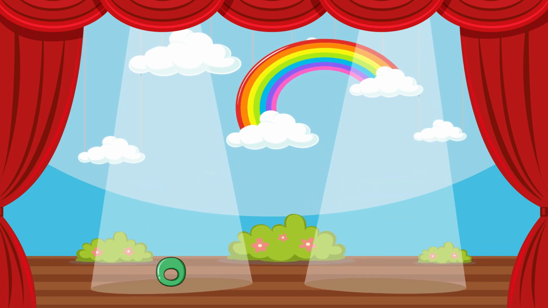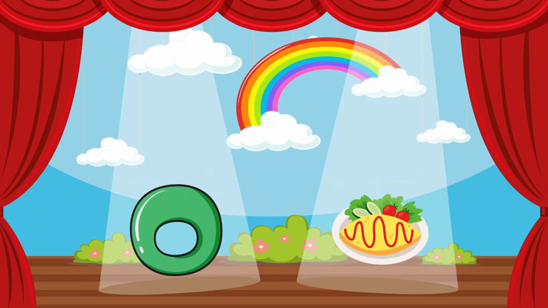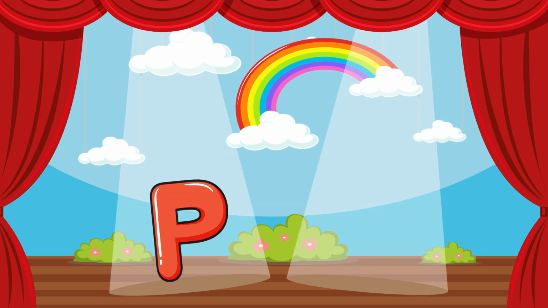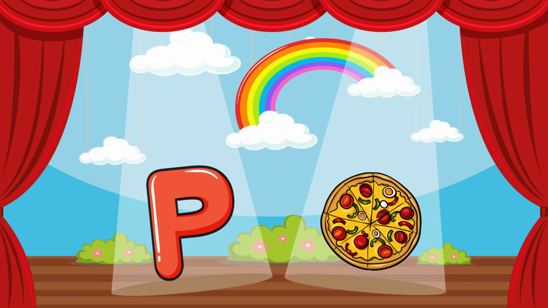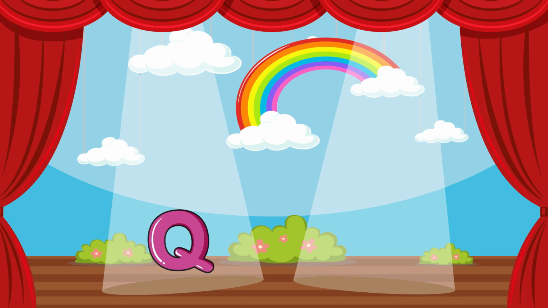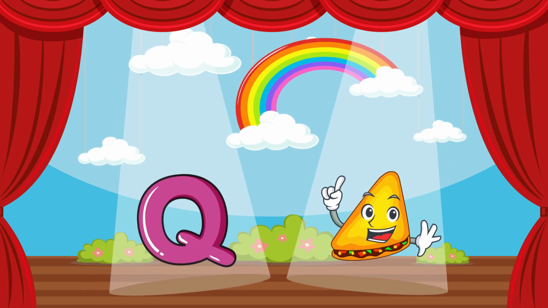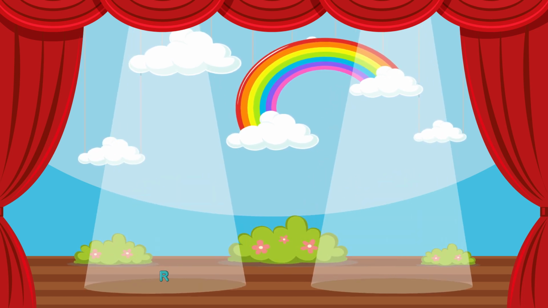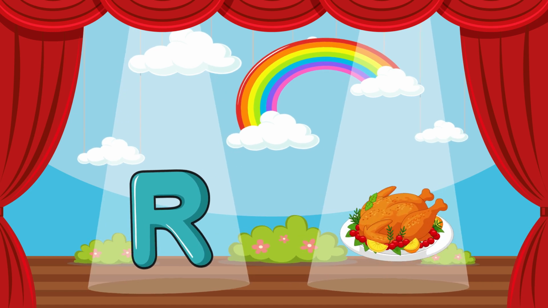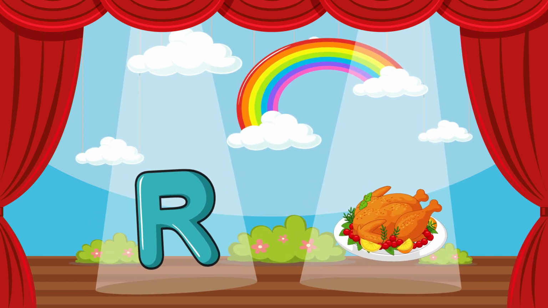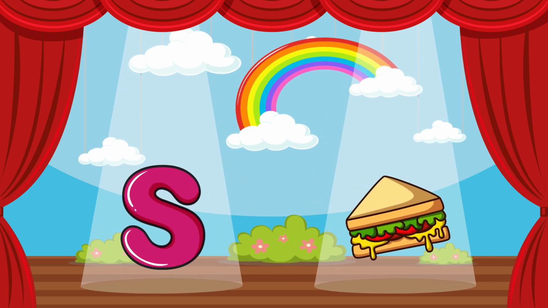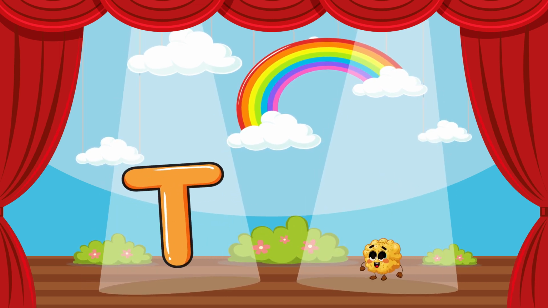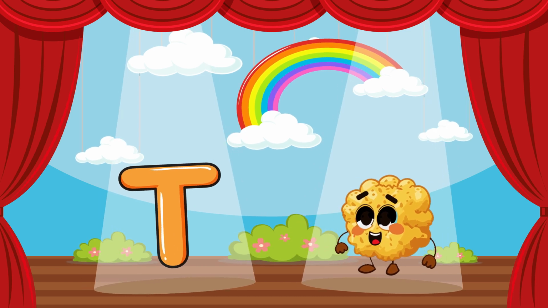Noodles. O is for omelette. Omelette. P is for pizza. Pizza. Q is for quesadilla. Quesadilla. R is for roasted chicken. Roasted chicken. S is for sandwich. Sandwich. T is for tater tots. Tater tots.